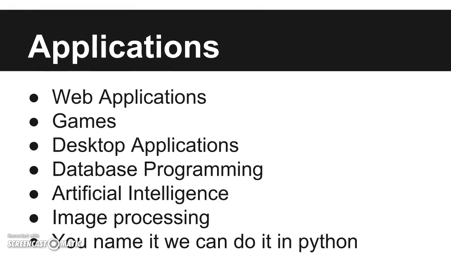So what applications can we build using the Python programming language? We can build web applications, we can build games, desktop or mobile apps, mobile games for Android or iPhone, iOS, and we can create desktop applications. We can do database programming, and it is widely used in artificial intelligence, image processing, and you name it, we can do it with Python programs.